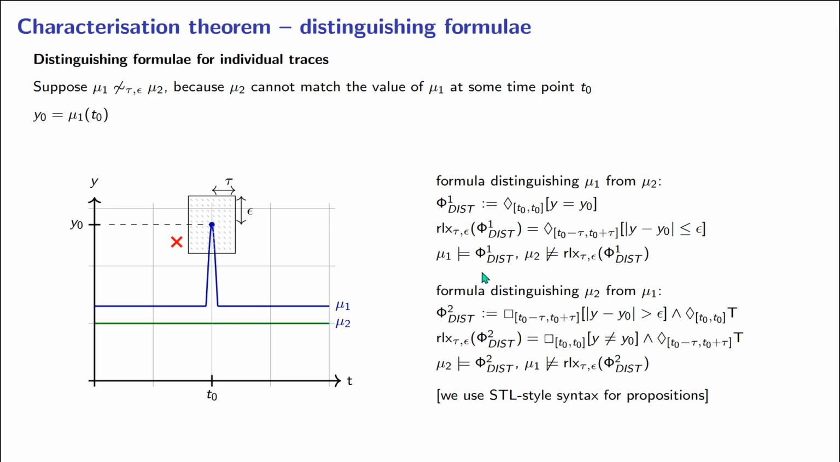And for the other direction, we take a formula which says that in this tau vicinity of t0, the value of the signal is within larger distance than epsilon from y0, and that there is actually some point in the time domain at t0. So mu2 obviously satisfies this, and the relaxation transforms this into a formula saying that at time point t0, the signal must have a different value than y0, which doesn't hold for mu1.